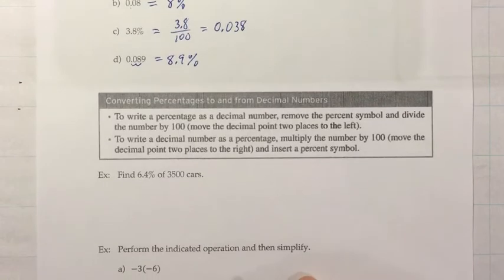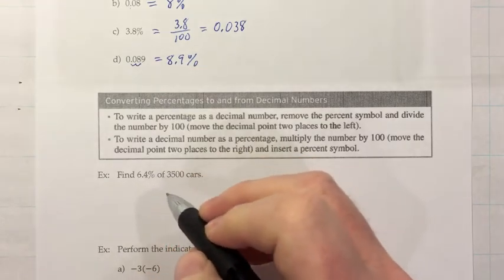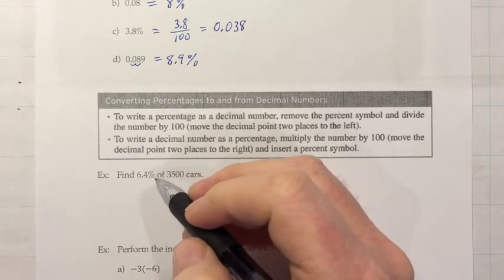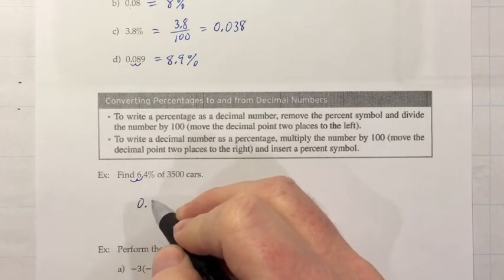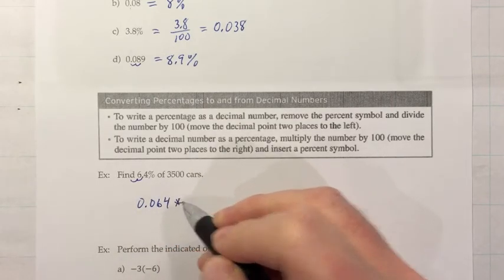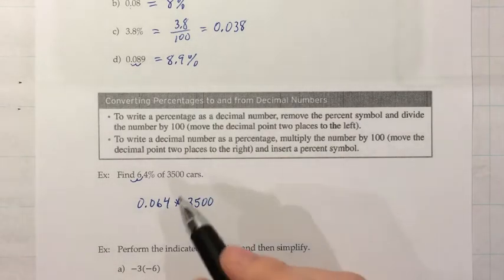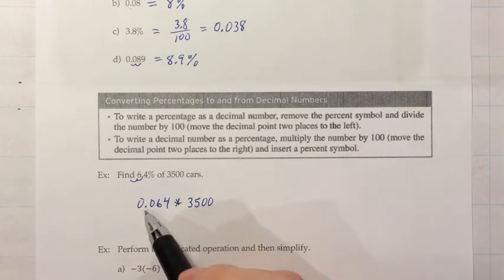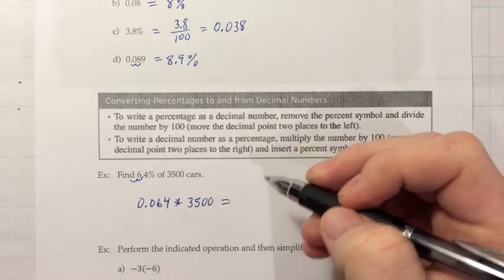All right. Let's see a quick example where we would use this skill. Find 6.4% of 3,500 cars. So what we want to do is just translate this statement. When we do math with percentages, we tend to make them decimals first. So 6.4%, move that decimal 2 spots to the left. That would be 0.064. And of means times, and 3,500 cars. I like to use the asterisk for multiplication because if I put a dot right there, it might get confused with the decimal point. This is what calculators and computers do these days, so it makes sense there.